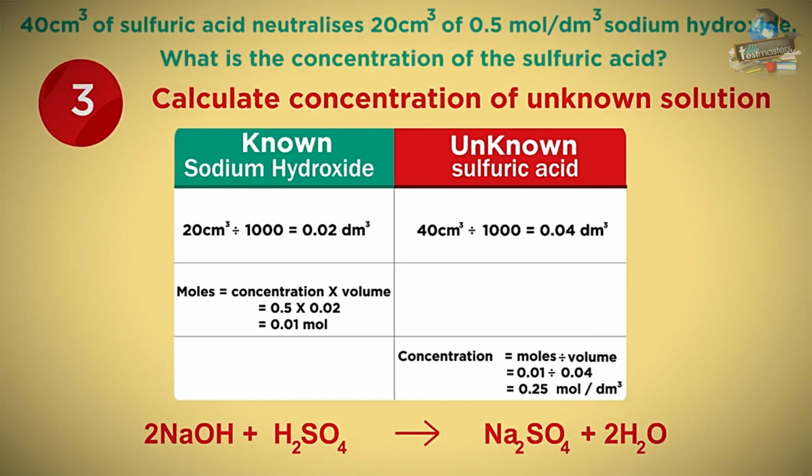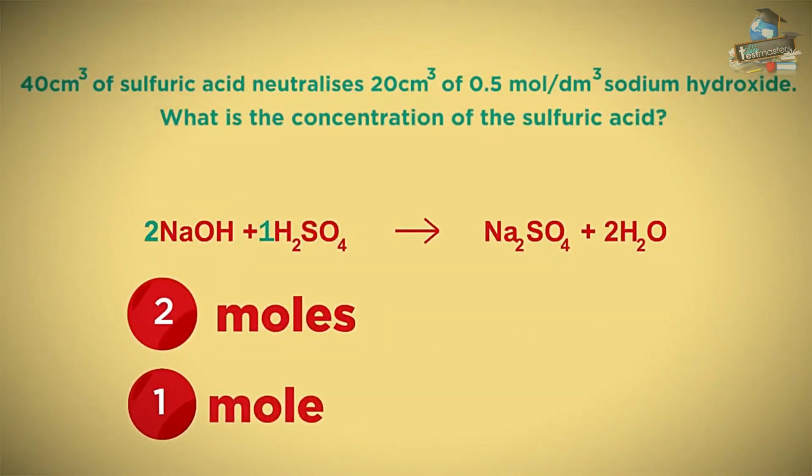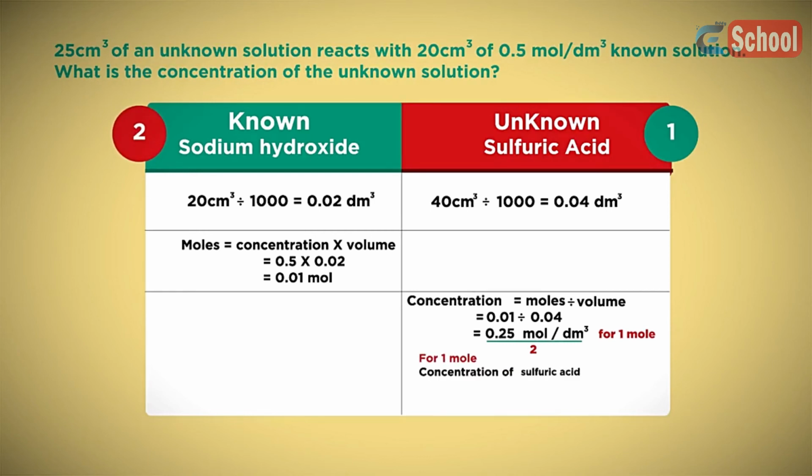But from the equation, we know that 2 moles of sodium hydroxide reacts with 1 mole of sulfuric acid. So 0.25 is for 2 moles because we have so far assumed a 1-to-1 ratio. So we need to divide this by 2 to get 1 mole of sulfuric acid. So 0.25 divided by 2 is 0.125.